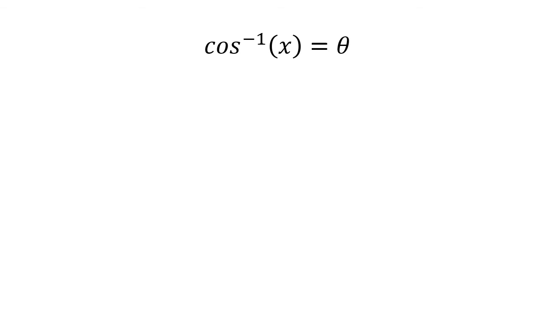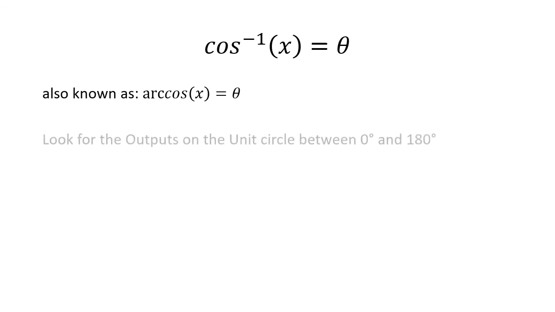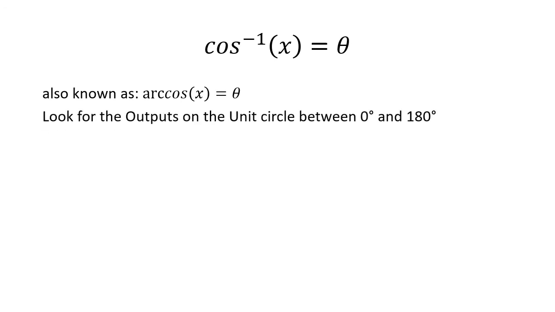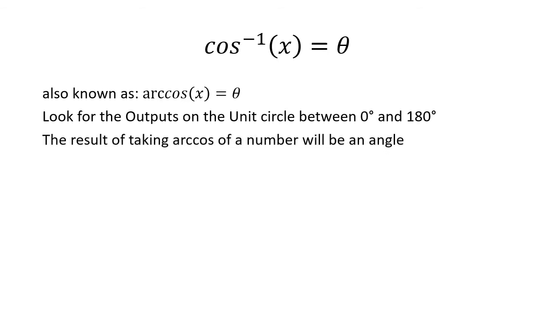Now let's take a look at cosine. You'll notice I changed that y to an x there. That's because cosine is the x coordinate on the unit circle. And the output for this arc cosine will be an angle as well. So this is also known as arc cosine. For outputs on the unit circle, the x coordinates, but instead of going from -90 to 90, we are going from 0 to 180. And I'll explain that in a second. The result of taking arc cosine of a number will be an angle.